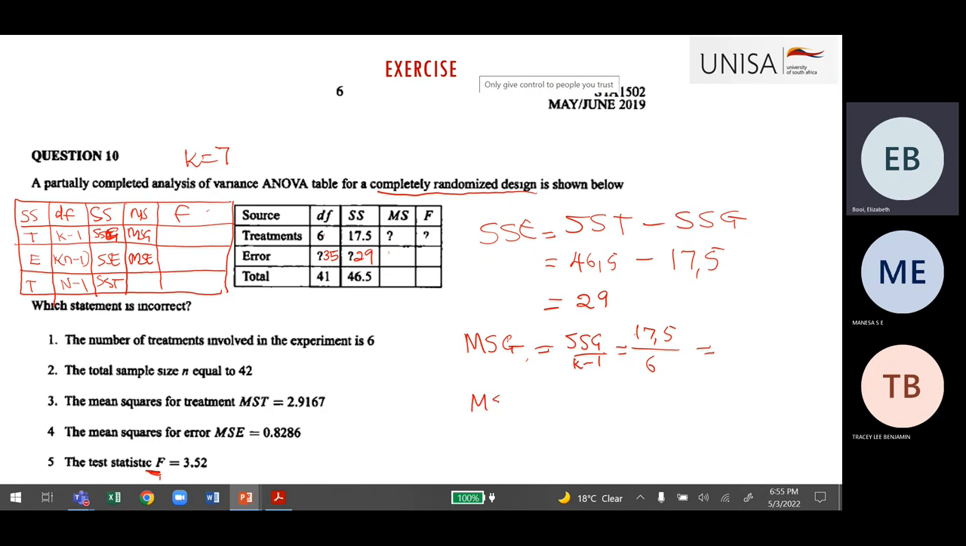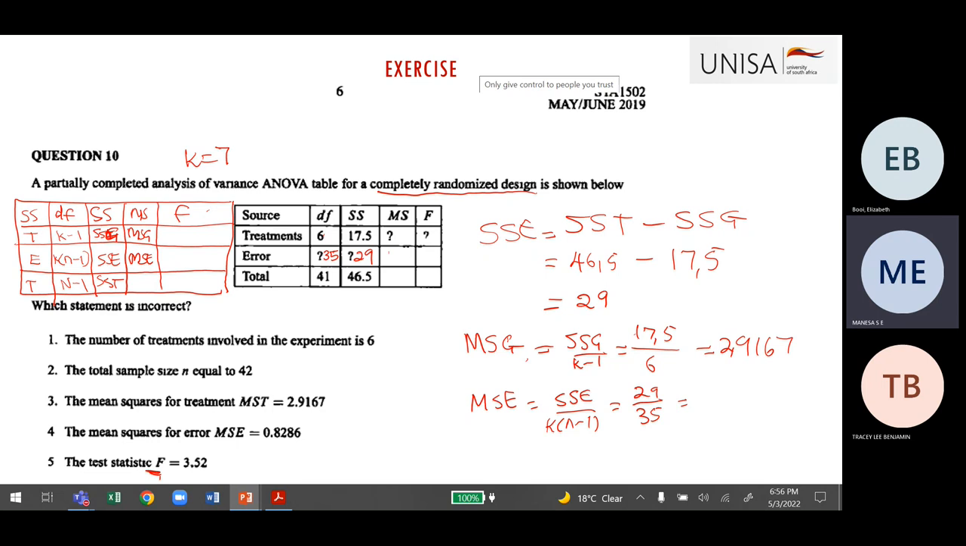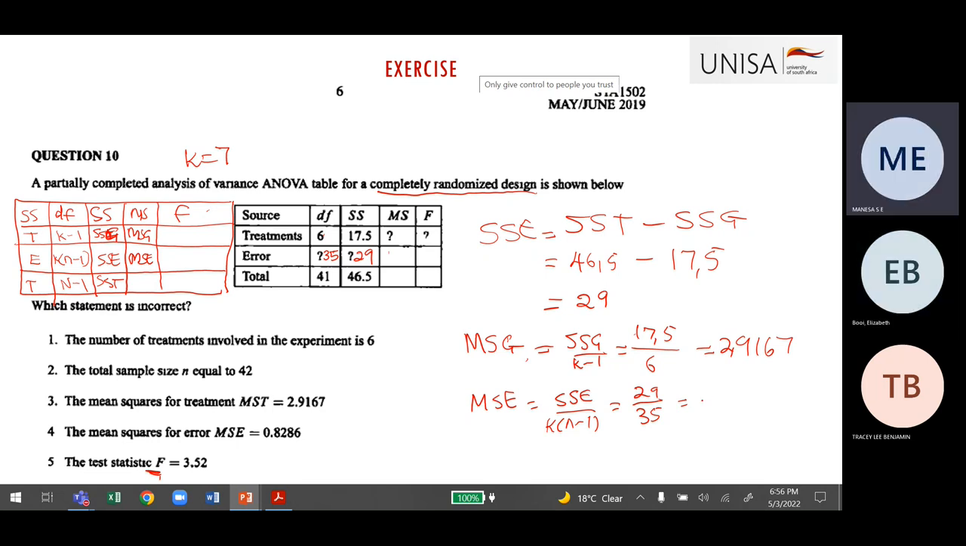Once you've calculated that, you can also calculate your MSE, which is your SSE divided by your KN minus 1, which is also, we've calculated that, which was 29 divided by 35. We did calculate, and that will give you the answer. So let's calculate. So 17.5 divided by 6, what do you get? 2.916. Okay. I'm gonna leave it at 4 decimals. And what is 29 divided by 35? That's 0.8286.